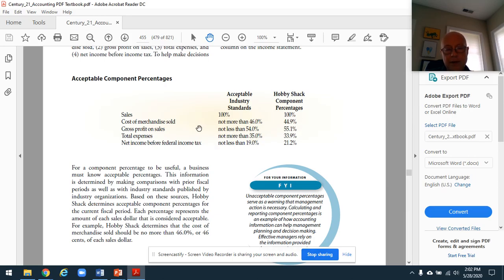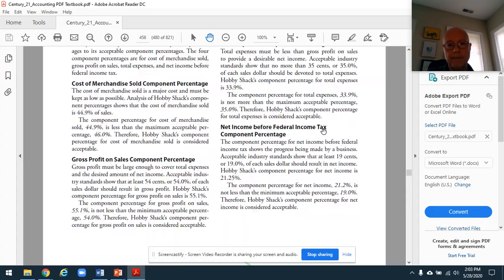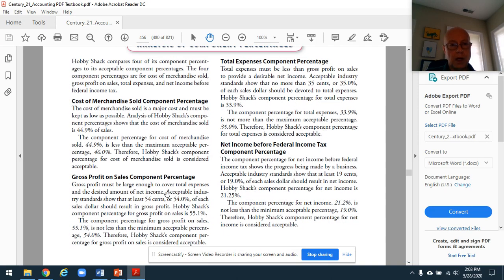If your gross profit is lower, that's not a good thing. If your total expenses are higher, that's definitely not a good thing. But if your net income is higher, that is a good thing. So you got to be able to interpret this in context. Keep that in mind. Again, I'm moving real fast. Okay, so this is an analysis piece in the book.